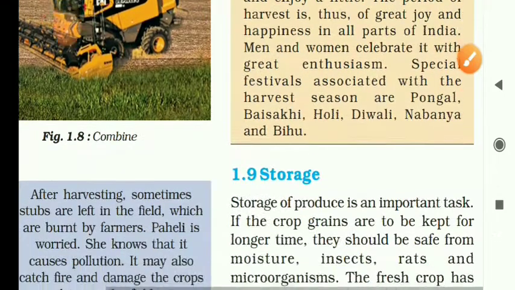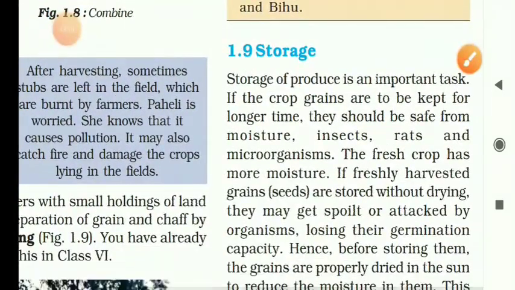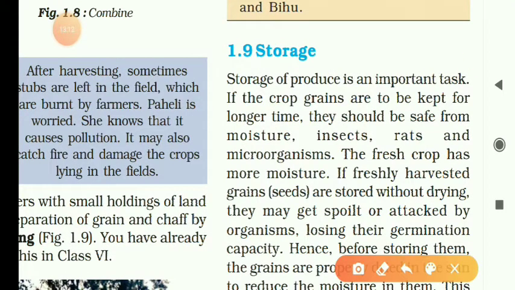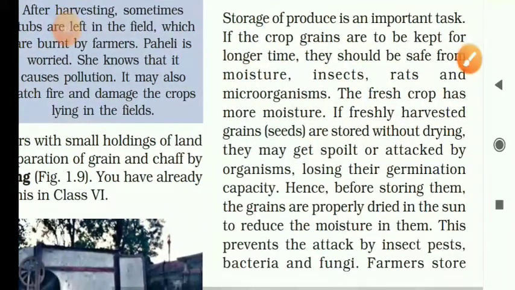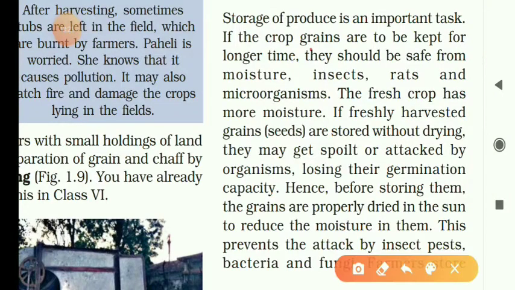Now we move on to storage of food grains. After the harvesting, storage is also a very important task. If the grains are to be kept for a longer time, they should be safe from moisture, insects, rats, and microorganisms. These are all enemies of the crops.